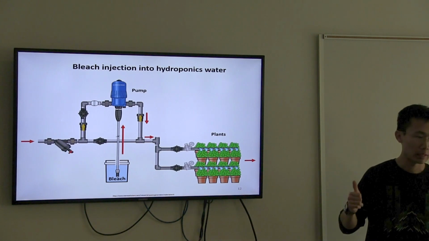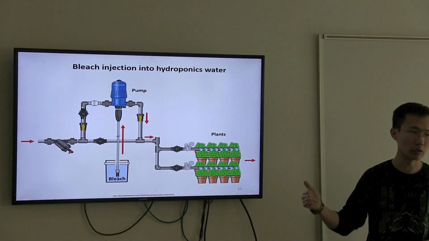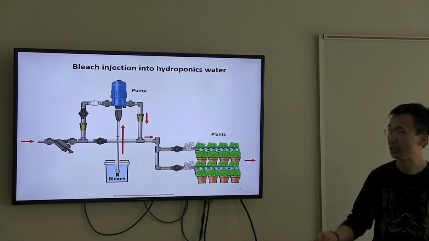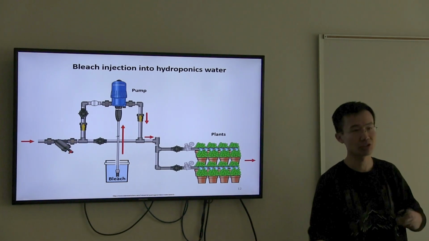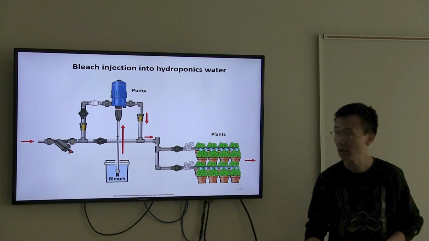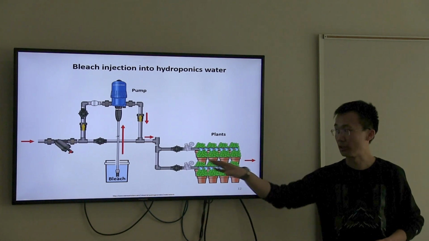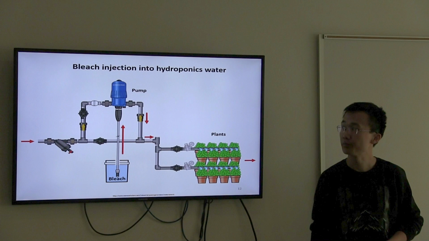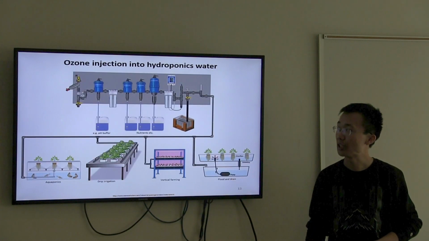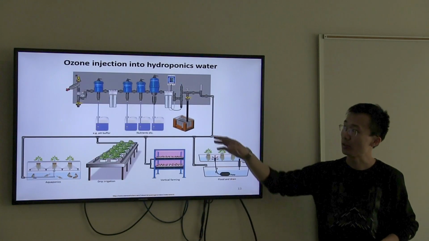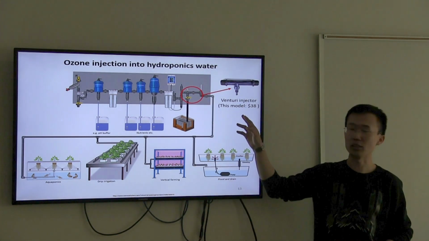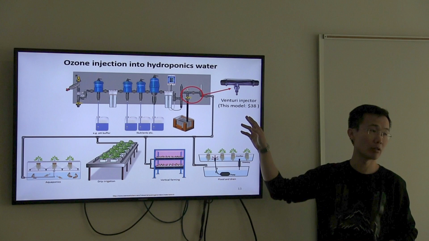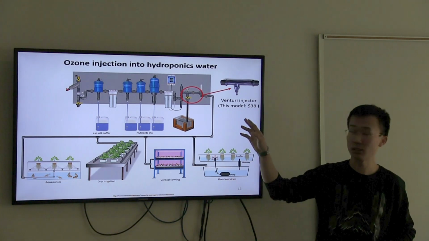So typically in a hydroponic system, when we look at chlorine, we typically just inject chlorine into the system, either with a pump or just directly dump chlorine into your system, and then the water is fed to the plants. And for ozone injection, typically we would have this kind of venturi injector here, and it's very cheap. This typical model I found on Amazon is only $38.